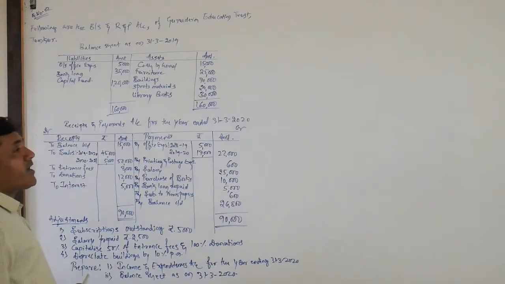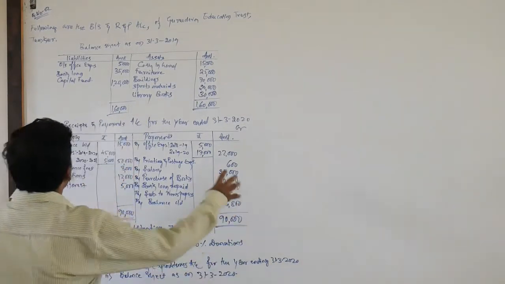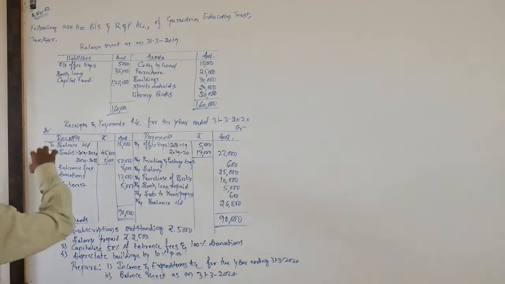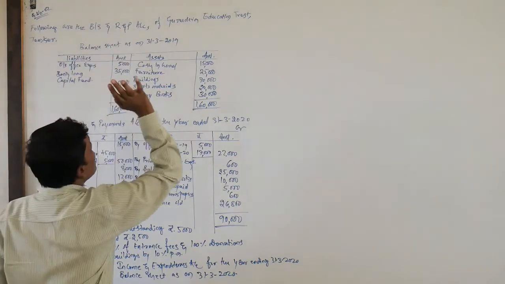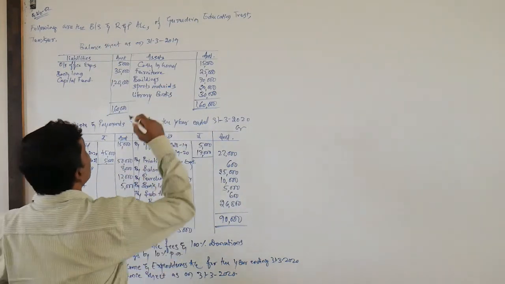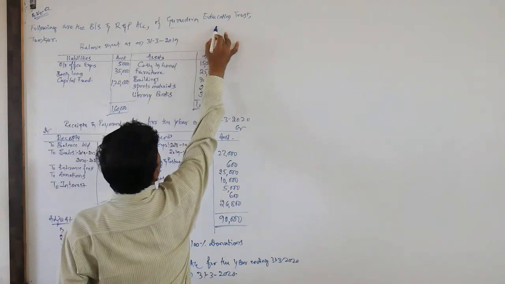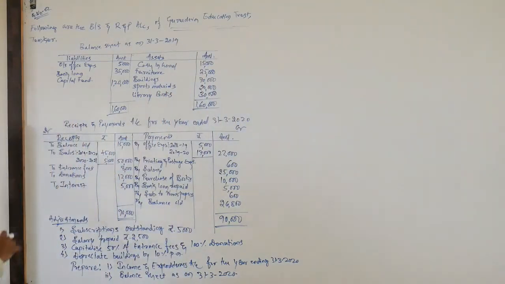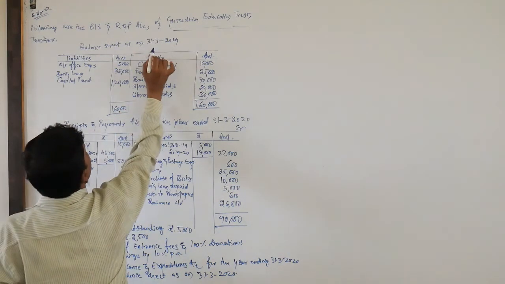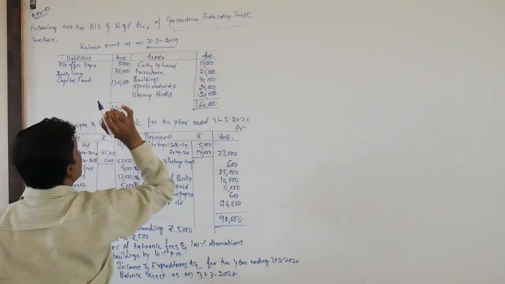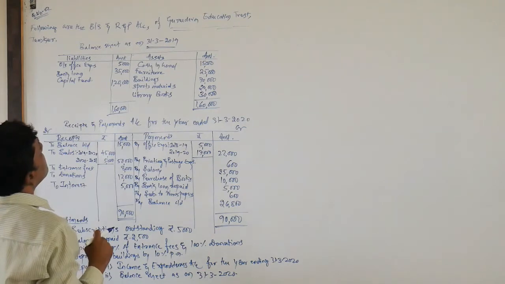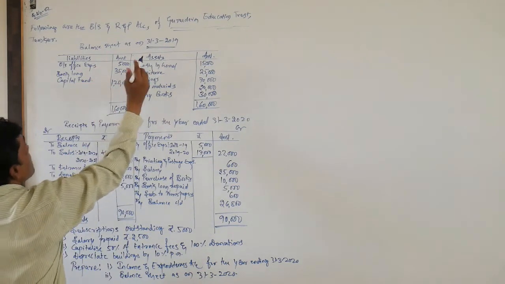Dear students, what you are observing on the image, here I have written the problem. Question number two: following are the balance sheet and receipts and payments account of the non-profit organization named Gurudev Education Trust, Tumkur. They have provided one balance sheet as on 31st March 2019.